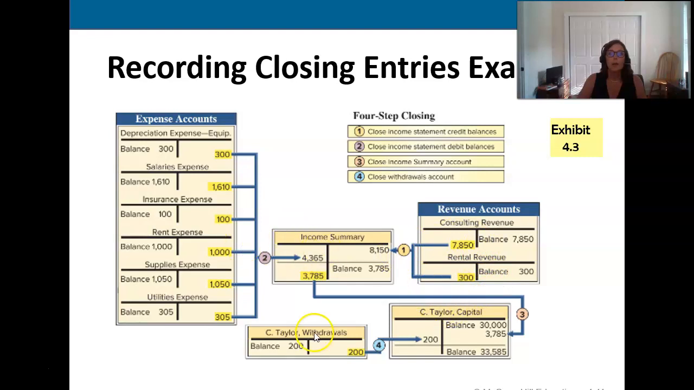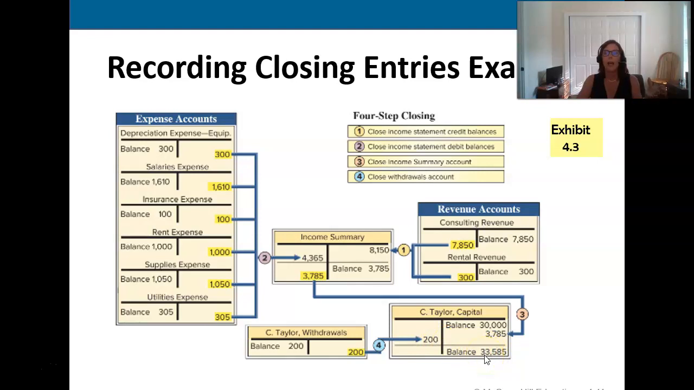Now, Mr. or Ms., I can't remember, Taylor also took $200 out of the company, and we want to wipe out the withdrawal account. So there was a $200 debit balance in there when we prepared the financial statements. So to zero out that account, we put a credit for $200. We've got to have a debit someplace else, and lo and behold, that's going to be in our C. Taylor capital account, which will reduce the balance in that account to reflect the fact that $200 had been taken out of it.